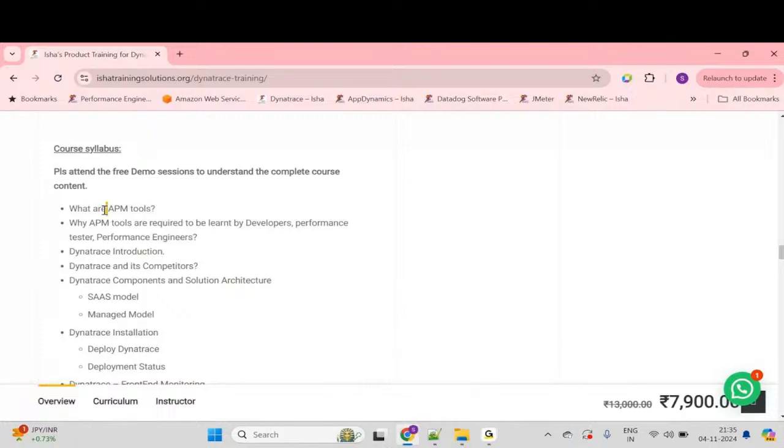So what are APM tools? I don't know how many of you are searching for a job, or how many of you have observed job descriptions related to performance testing or performance engineering. Nowadays, in job descriptions, they keep one APM tool, either Dynatrace, AppDynamics, New Relic, or Datadog. Predominantly, sorry, predominantly the Dynatrace tool. So if you look into every job description, you have any questions, others?